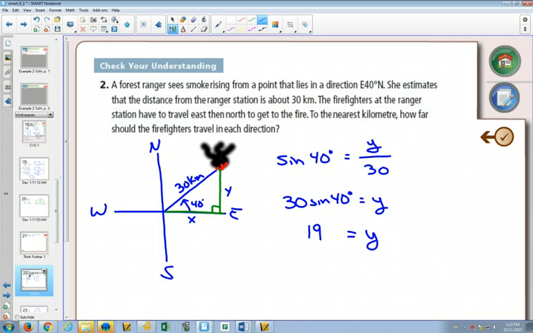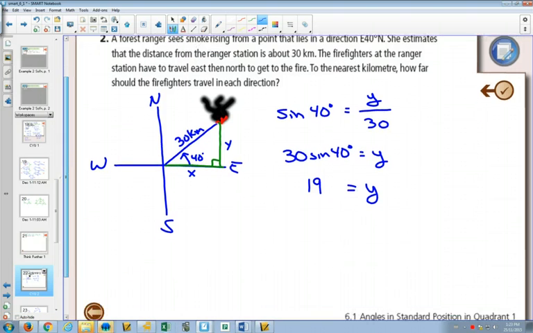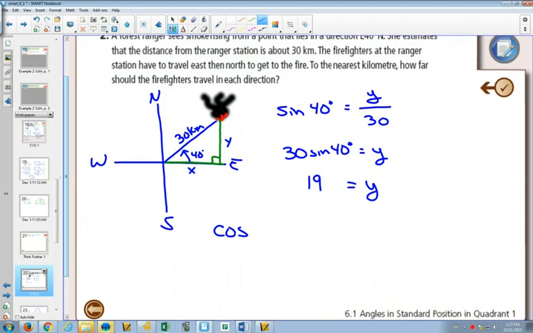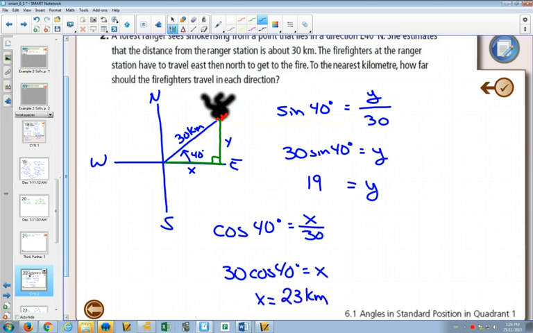Now if we want to solve for x, given our angle of 40 degrees, x is the adjacent side. So which one are we going to use, sine, cos, or tan? Cos, because we have the hypotenuse again, and now we're solving for the adjacent side. So cos of 40 degrees, adjacent over the hypotenuse, multiply both sides by 30. And rounded to the nearest kilometer, 23 kilometers.